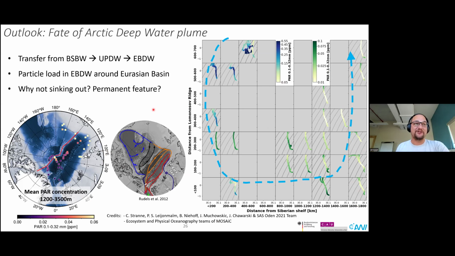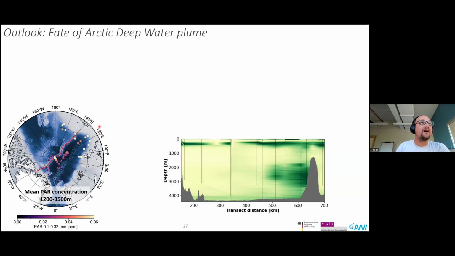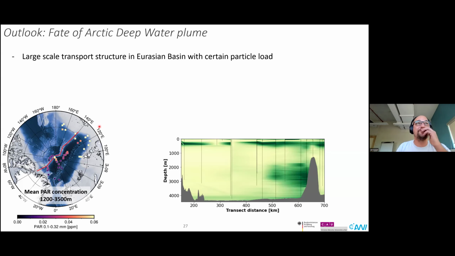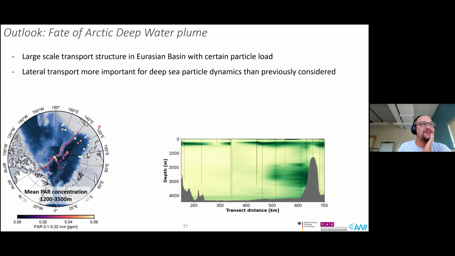And my question, what I still need to figure out, is how is the process working? Why is the material not sinking out, or why is it not remineralized? And is it really a permanent feature, because we also saw it in winter? So, to wrap it up, we found a large-scale transport structure in the Eurasian Basin which carries a certain particle load.